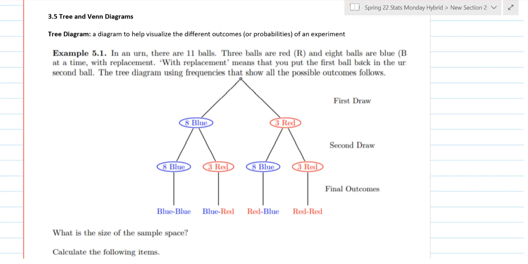Okay, let's take a look at 3.5. We're going to look at tree and Venn diagrams. A tree diagram is a diagram that's going to help us visualize probabilities so that we don't have to use as many formulas when we're doing them.